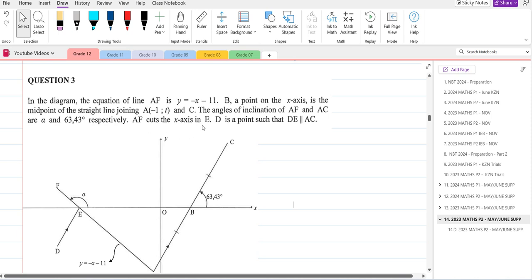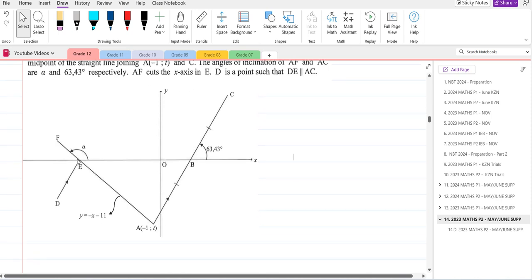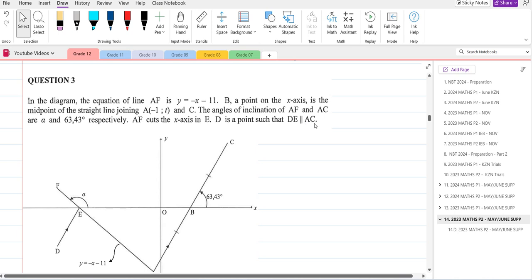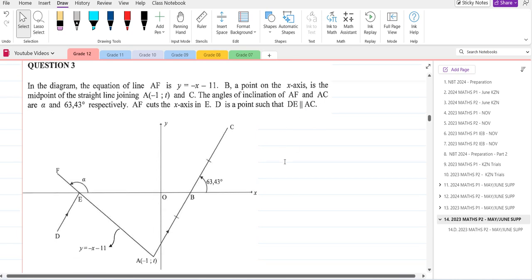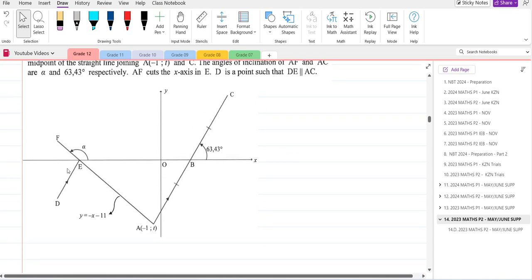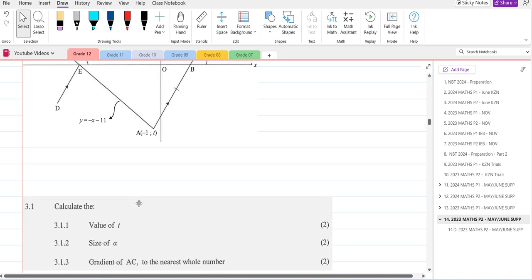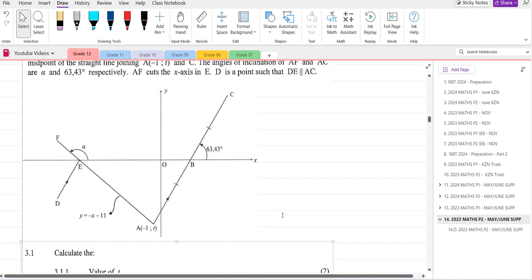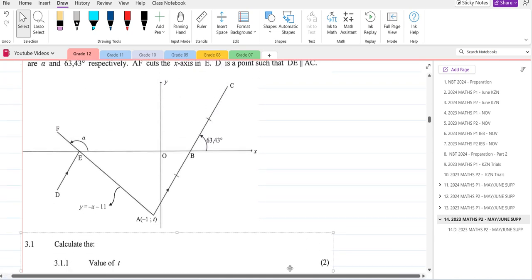AF cuts the x-axis in E. D is a point such that DE is parallel to AC. We've got parallel lines here, so we can transfer the gradient from here to there. Anyways, let's solve these problems. 3.1.1, calculate the value of t. How are we going to calculate the value of t? First we need the gradient of this line or the equation of this line, and we can just substitute and get the value of t.